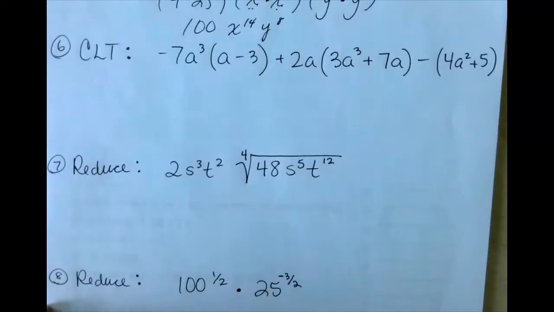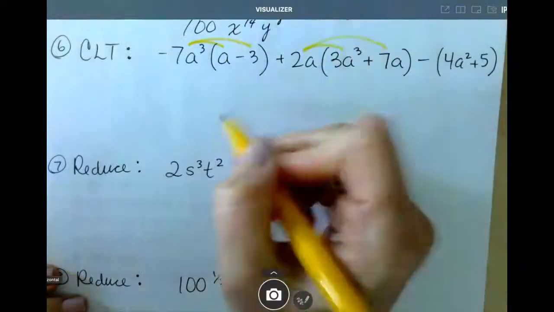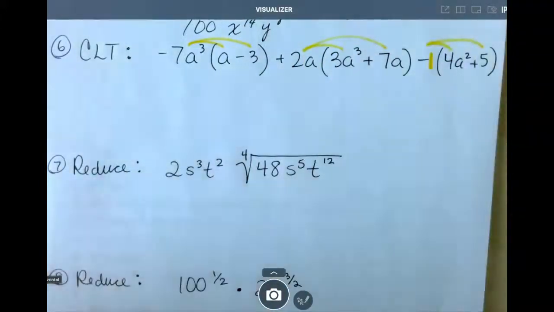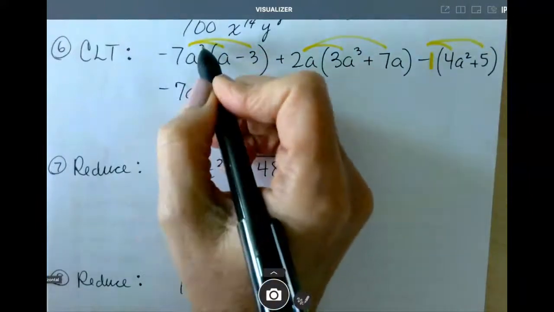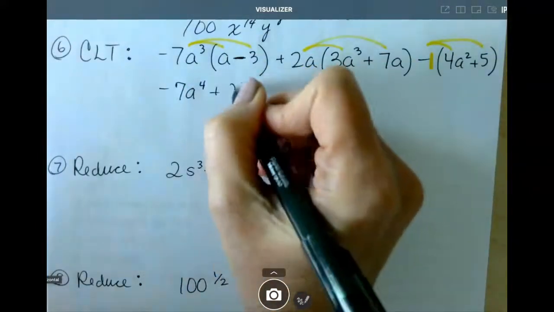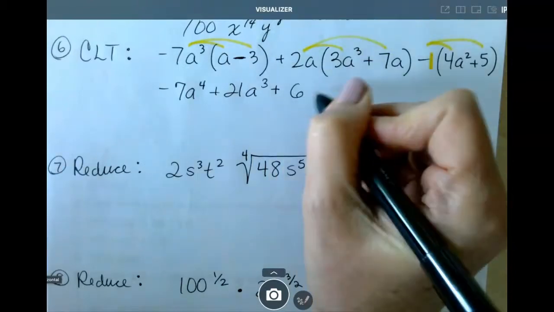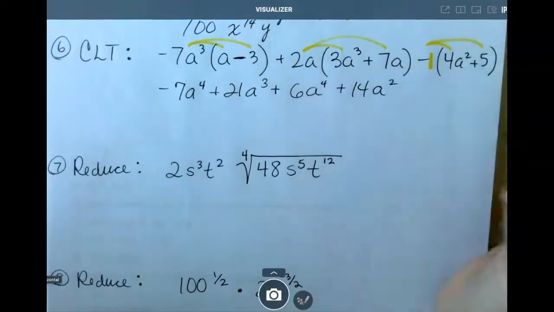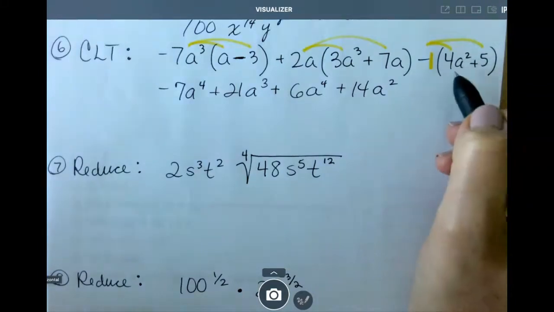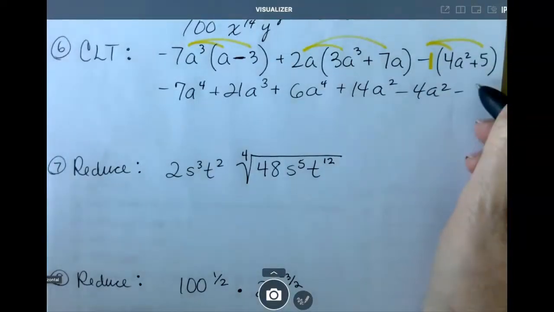Number 6 is a combine like terms once again. And when we combine like terms, remember to follow order of operations. So I'm going to use the distributive property here and here and here. So negative 7a to the third times a is negative 7a to the fourth. Negative 7a to the third times a negative 3 is plus 21a cubed. Plus 2a times 3a cubed is 6a to the fourth. 2a times 7a is plus 14a squared. And then remember, if we have a negative 1 that precedes parentheses, it's just like multiplying by negative 1. So negative 4a squared and a negative 5.